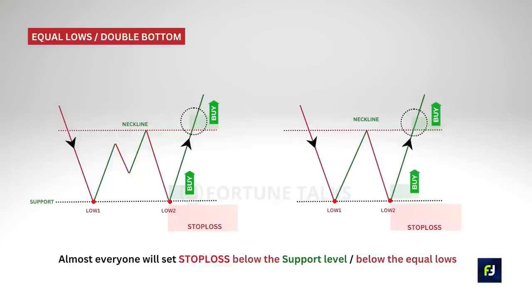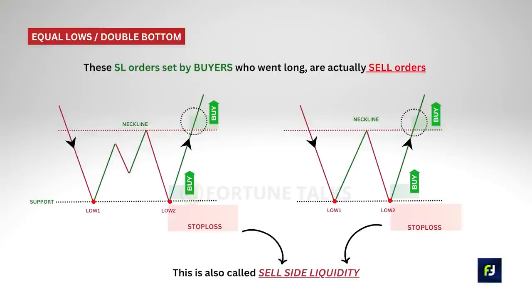Now you can imagine that there will be a large cluster of stop loss orders lying below this support level. These are all stop loss orders set by the buyers who have taken a long position, and these stop losses are sell orders or sell side liquidity. But what exactly do you think this is? This, my friend, is retail liquidity that we have been searching for.